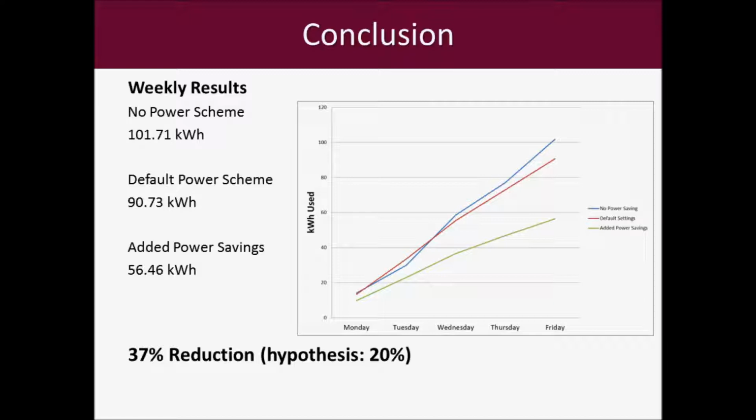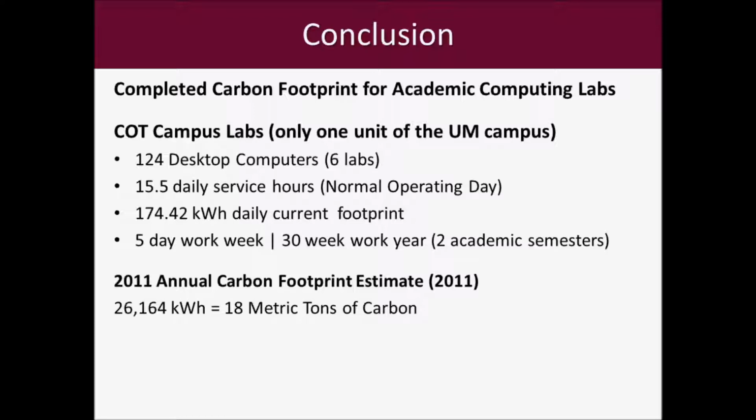At the conclusion of the study, there was no implementation after this, but at this point we were just still gathering facts and data, and so we tried to put together a carbon footprint for just our academic computing labs, and only on our campus, because we're just one unit of a number of campuses, and we were very conservative in this too. So we calculated the six different computer labs we have. They amount to about 124 desktop computers, approximately 15.5 hours of daily service in a normal operating day, and it's a 5-day work week, Monday to Friday.